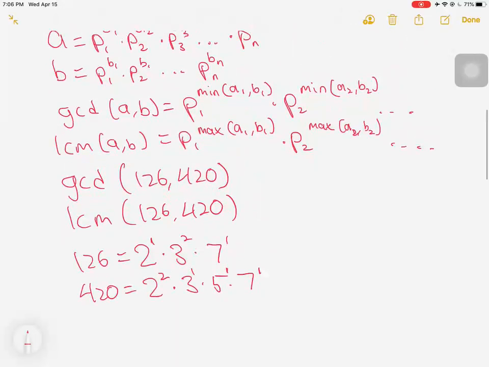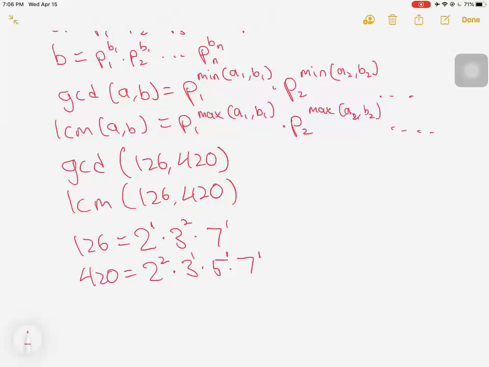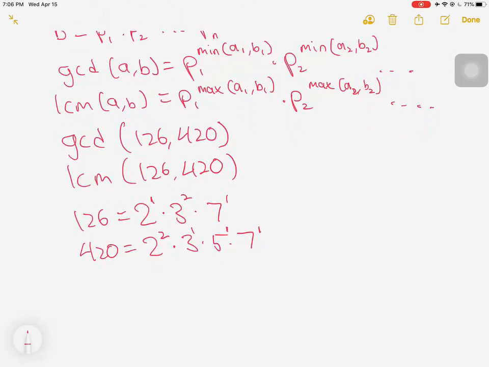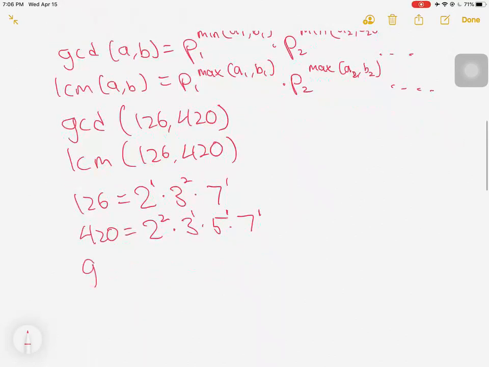So based on this definition, for each prime, we compare the exponents on both of the numbers. So for example, if we look at 2, 126 has an exponent of 1 and 420 has an exponent of 2. So for the GCD of 126 and 420, we first take the smaller exponent of 2. So we have 2 to the 1. And similarly for 3, we take the smaller of the two exponents, and we see how there's a 2 here and there's a 1 here. So we're going to take the smaller one. So it's times 3 to the 1.